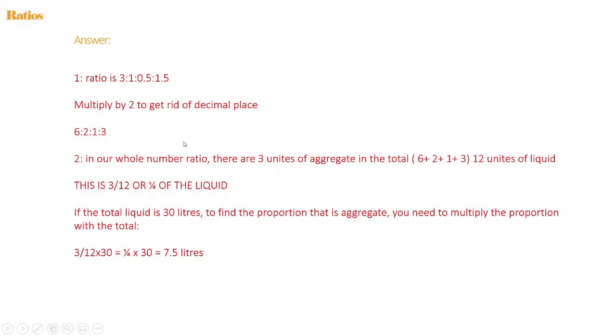So again, we'll look at aggregate. Aggregate was our last one, so we've got 3 here. So 3 over 12, a quarter. And the total is 30 litres. To find the amount of aggregate, you need to multiply the proportion by the total. So 3 over 12, which is how much it is in our ratio for question 1, times 30 litres, because that's how much it's asking us to figure out from. So that is a quarter times 30, which gives you 7.5 litres.